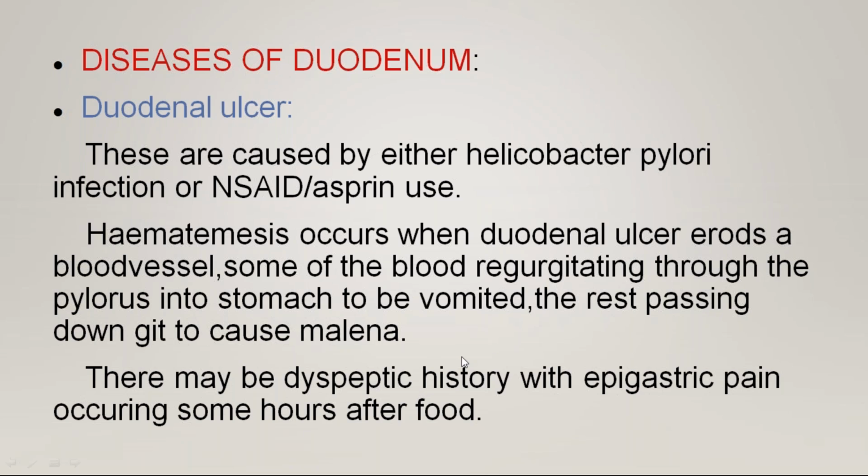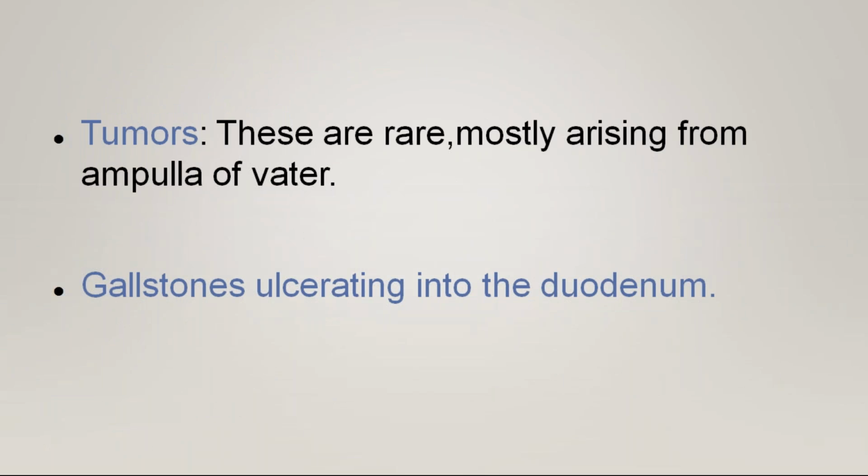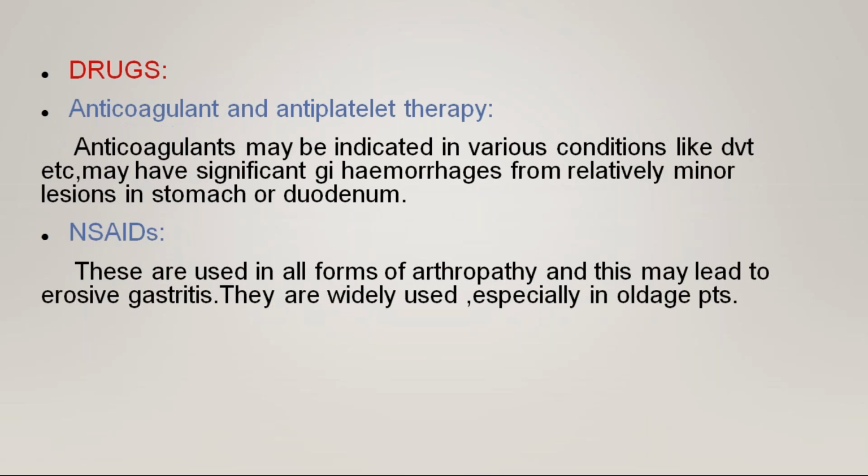There may be a dyspeptic history with epigastric pain in duodenal ulcers. Duodenal tumors are very rare and mostly arise from the ampulla of Vater. A gallstone ulcerating into the duodenum also leads to upper GI bleed.